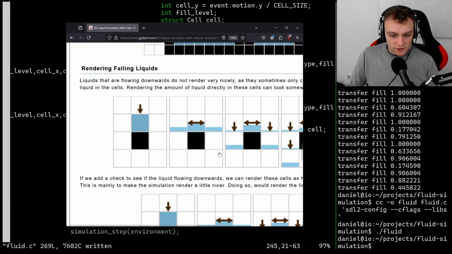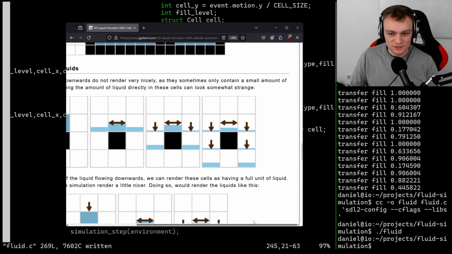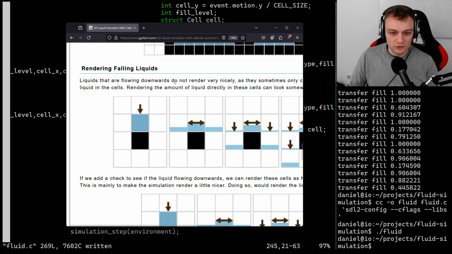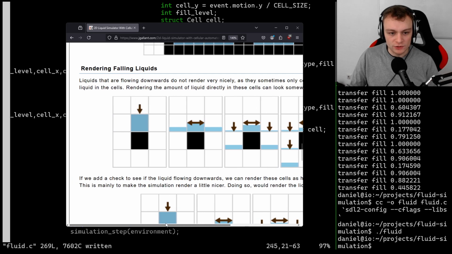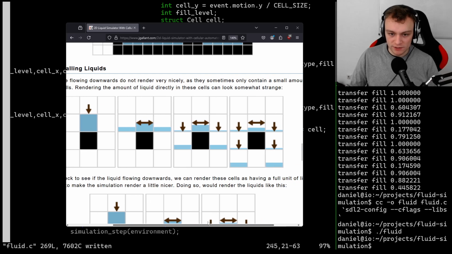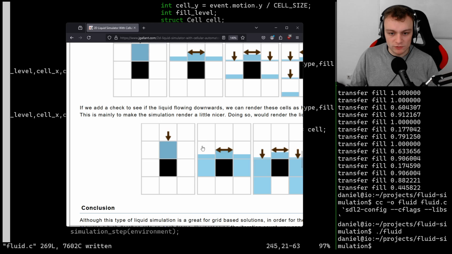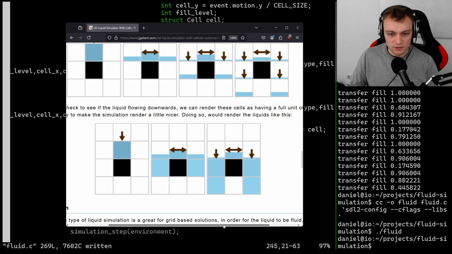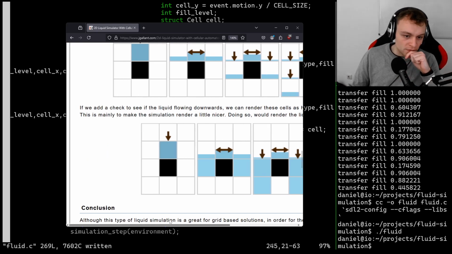Rendering falling liquids, and this is exactly the case we're having right now. When liquids are falling, we have these lines that are falling down, and that looks quite odd, not really beautiful. Liquids that are falling downward do not render very nicely, as they sometimes only contain a small amount of liquid in the cells. Rendering the amount of liquid directly in these cells can look somewhat strange. If we add a check to see if the liquid is flowing downwards, we can render these cells as having a full unit of liquid. This is mainly to make the simulation render a little nicer.